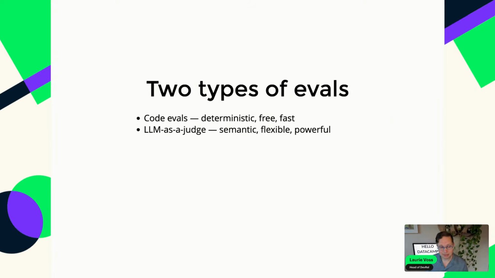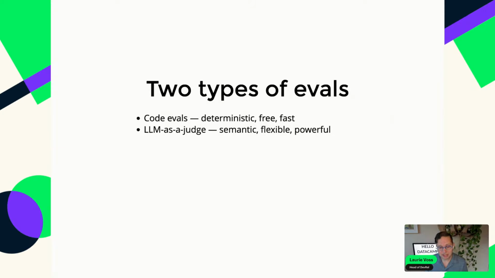There's two broad types of evals. There's code evals, which are deterministic functions you write yourself. They run in milliseconds and cost essentially nothing. They give you an immediate, unambiguous answer. Did the output parse as JSON? Is the response under 500 tokens? Does it mention the thing that I asked about?